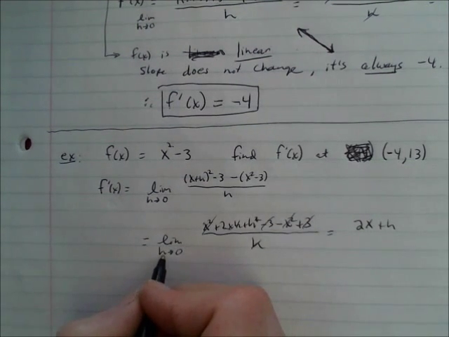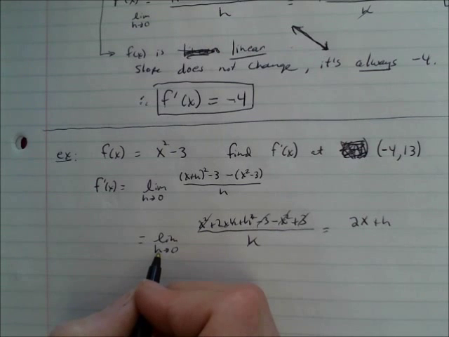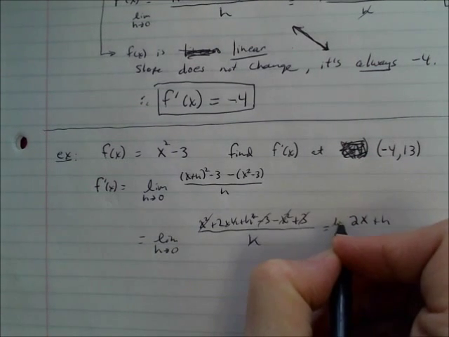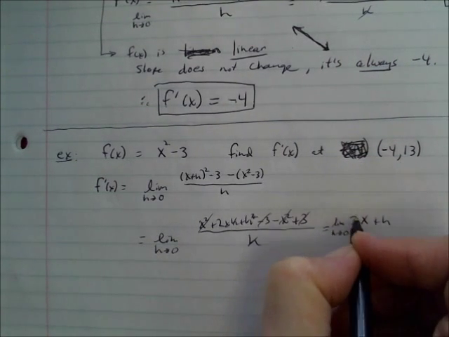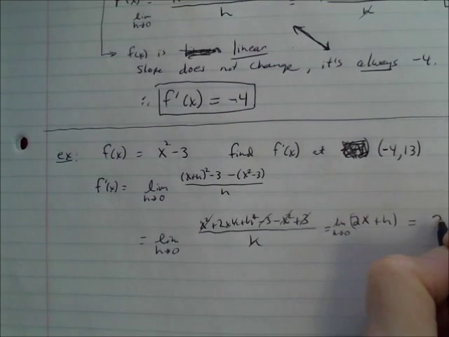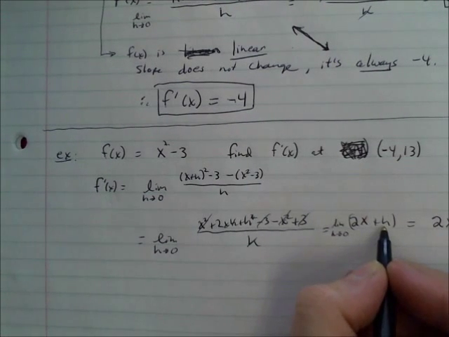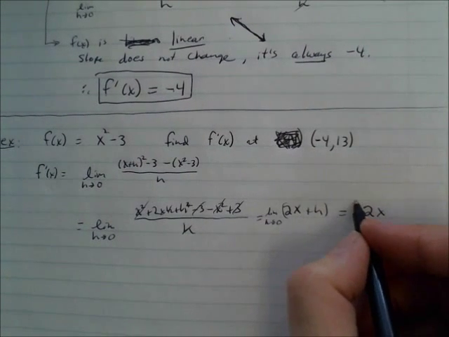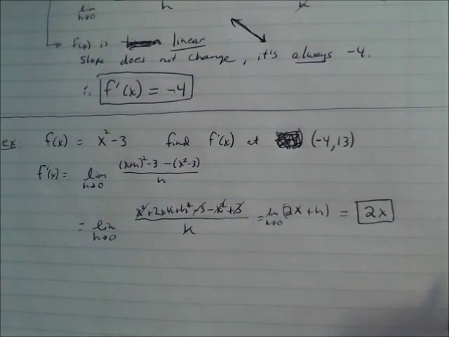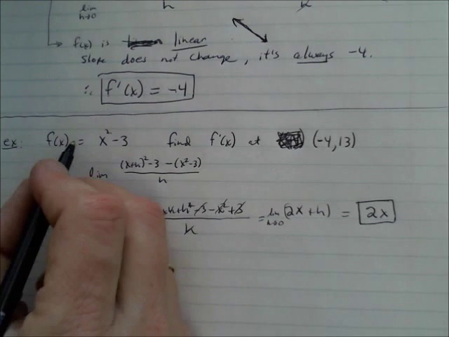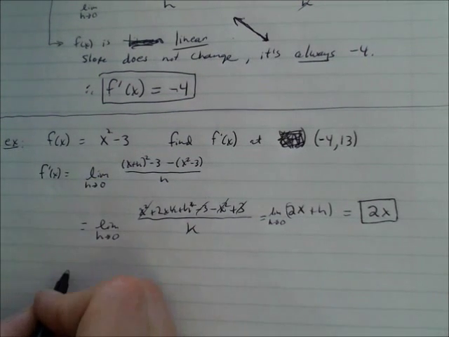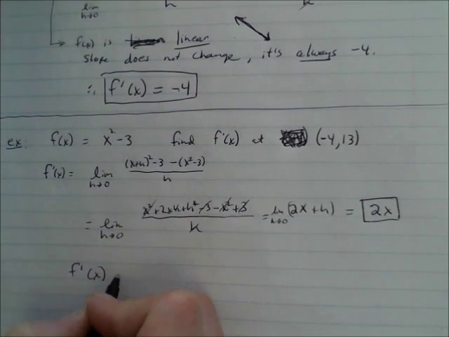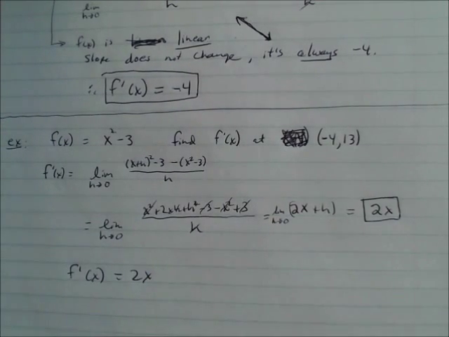But if we want to take the limit as h approaches 0 of this function, it is just equal to 2x. I'm just substituting h equals 0. So 2x is the derivative of this function that I gave you, x squared minus 3. f prime of x equals 2x.